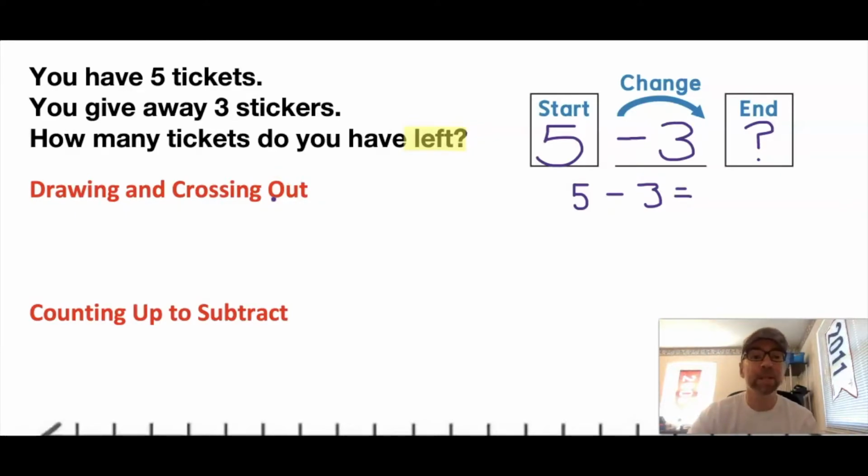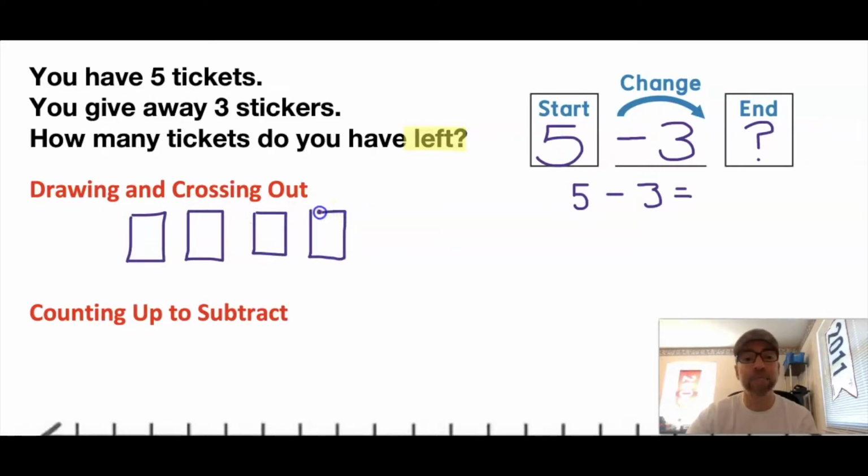Uncap it. You have 5 tickets. Let's draw our 5 tickets. Remember, it's a math picture, so it's going to be a very simple picture. 1, 2, 3, 4, and 5. I used boxes. You can use dots if you want. But make sure you have 5 of them. 1, 2, 3, 4, 5.